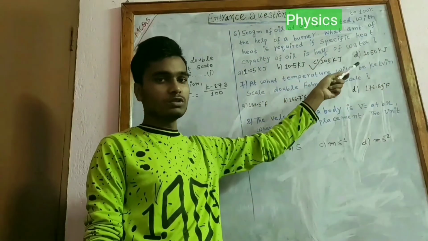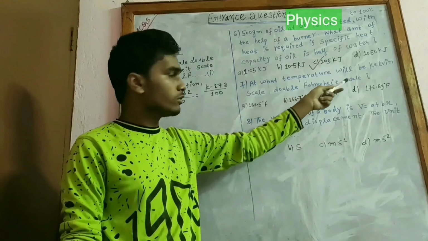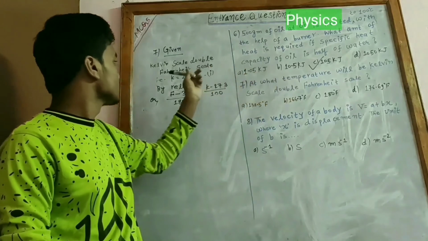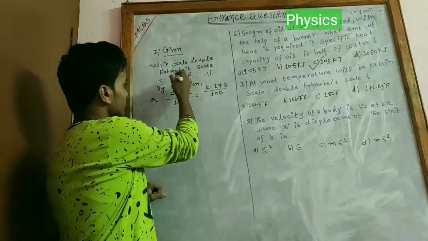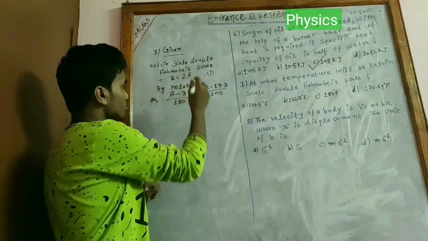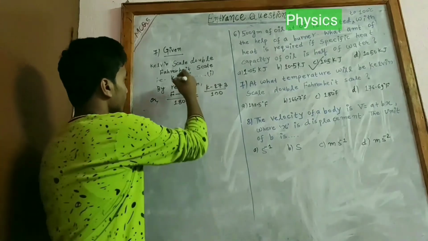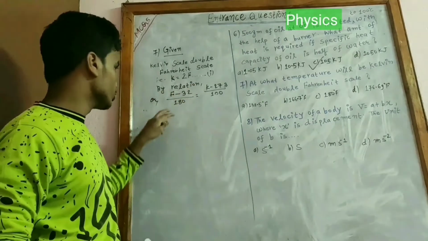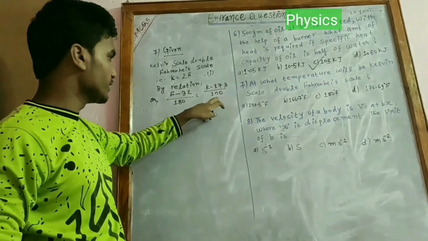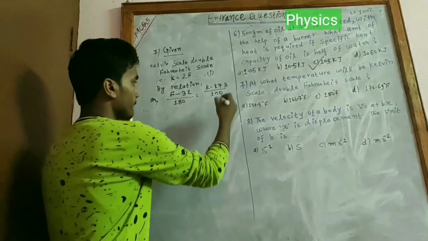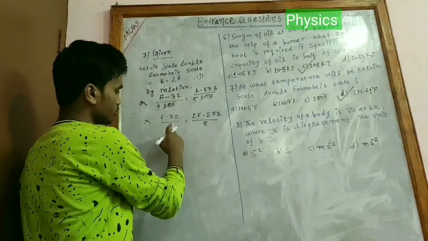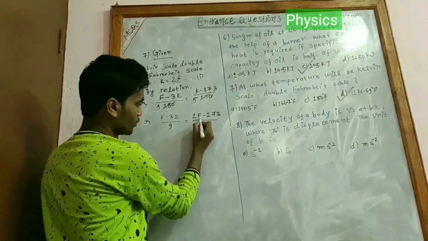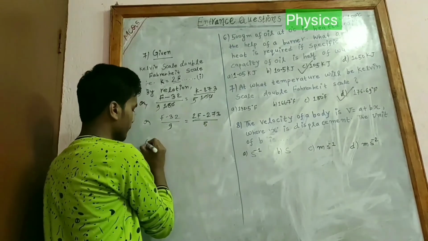At what temperature will the Kelvin scale double the Fahrenheit scale? Since Kelvin scale double the Fahrenheit scale means Kelvin scale K, that is equals to 2 times Fahrenheit scale. By the formula or relation we have F minus 32 upon 180 equals to K minus 273 upon 100. Or F minus 32 upon 9 equals to K minus 273 upon 5, where K equals to 2 times F. This is from equation 1.